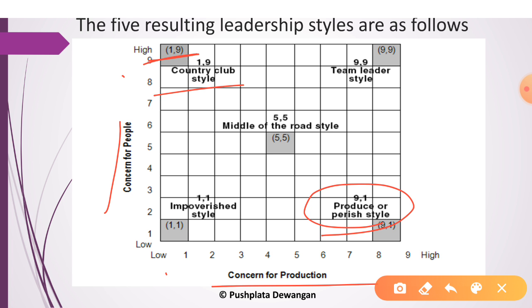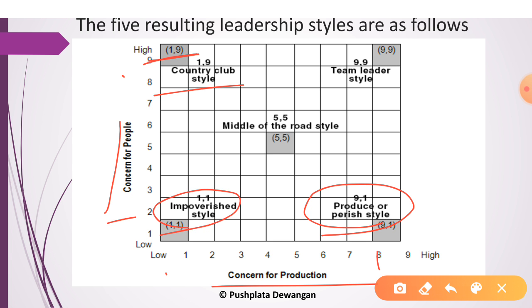The second one is produce or perish, that is 9,1 under this grid. This is characterized by a high concern for production and a low concern for people. In this style, the manager is authoritarian or compliance-oriented. He finds employee needs unimportant and simply a means to an end. He provides his employees with money and expects the performance back.